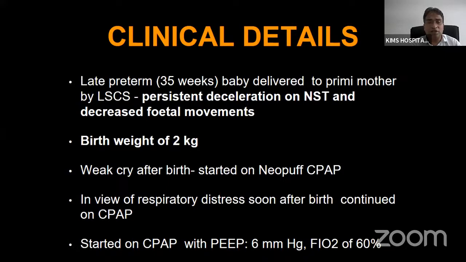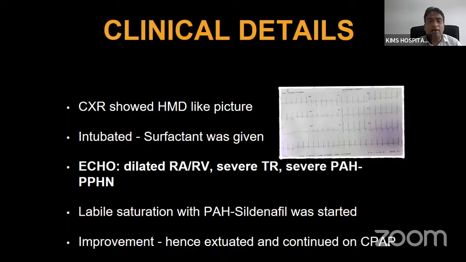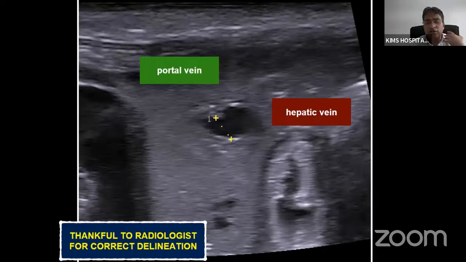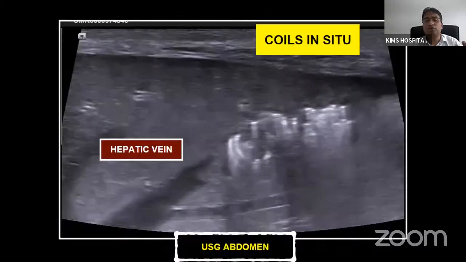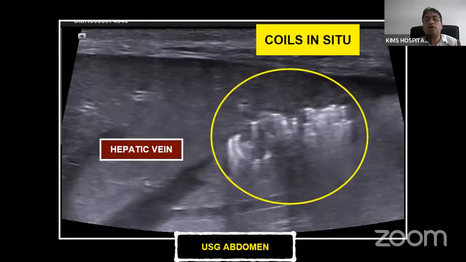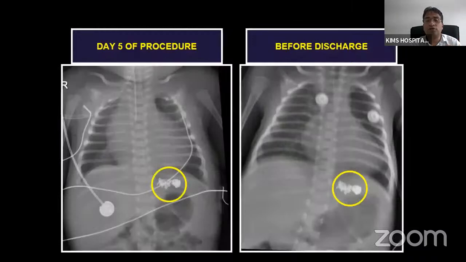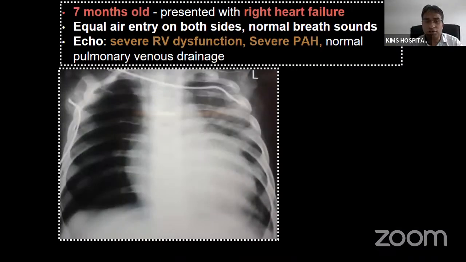Okay, so this is the last case: a late preterm, birth weight of 2 kg, decelerations on NST, weak cry after birth, in view of respiratory distress soon after birth continued on CPAP, with an HMD-like picture. But there is a dilated RA and RV, severe TR, PPHN, but we were unable to explain this. Then we found there is a large portosystemic connection between the portal vein and hepatic vein, which was causing the severe PH. We closed it with a coil, and after that the PPHN improved. This is one of the rare causes, where a portosystemic shunt will cause it.